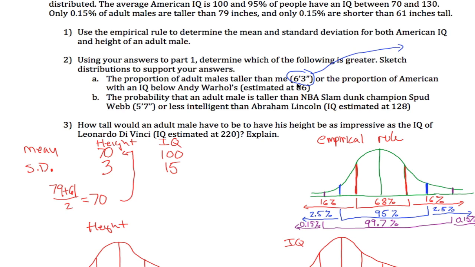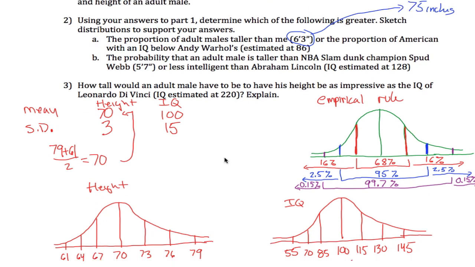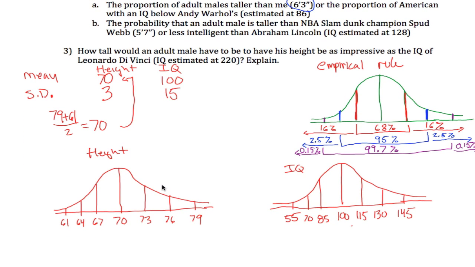6'3", there's 12 inches in a foot, and 6 times 12 is 72. So this is 75 inches, which will be helpful to use. So we want to compare that. Let's see, 75 inches. It's like right in here.